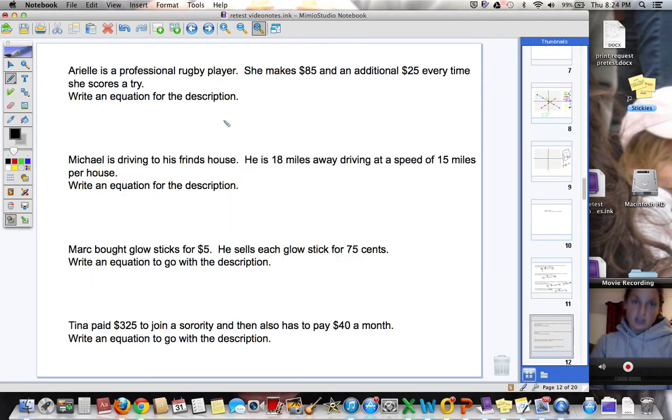So if you had to redo this learning target, you are going to copy down these 4 things. You don't have to write an equation for a description. Pause this, copy these down, and write your equations, or pause this, copy this down, bring it in so we can help you write an equation.